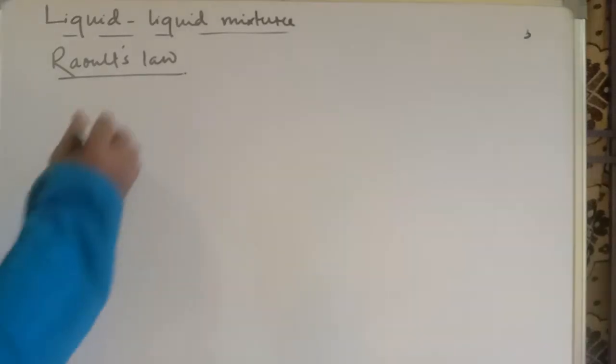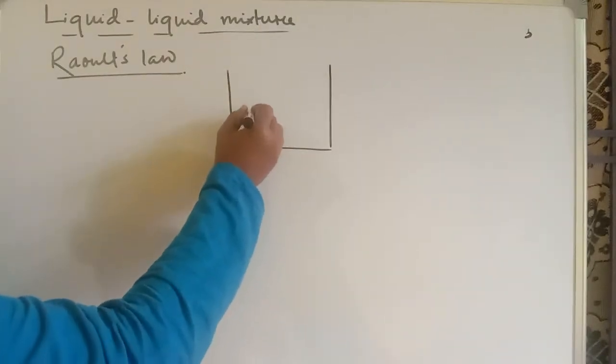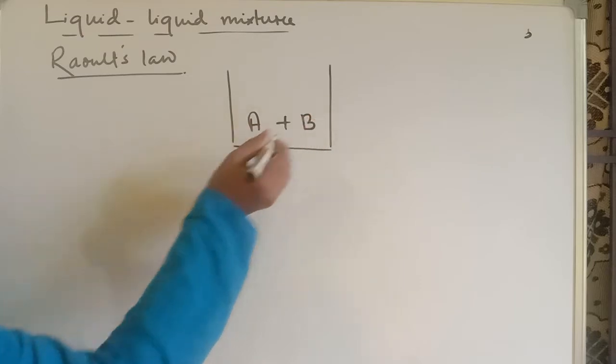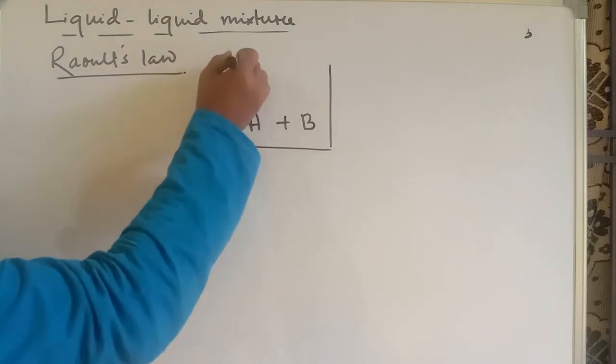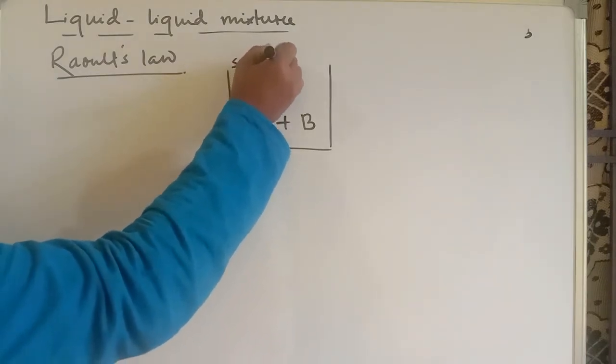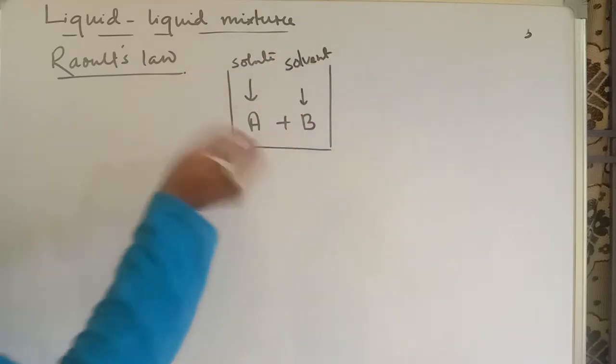To understand Raoult's law, at first we consider a mixture or a solution having two components, A and B. Remember, these components are liquid because we are dealing with a liquid mixture. So here you can consider A as the solute and B as the solvent, or vice versa.